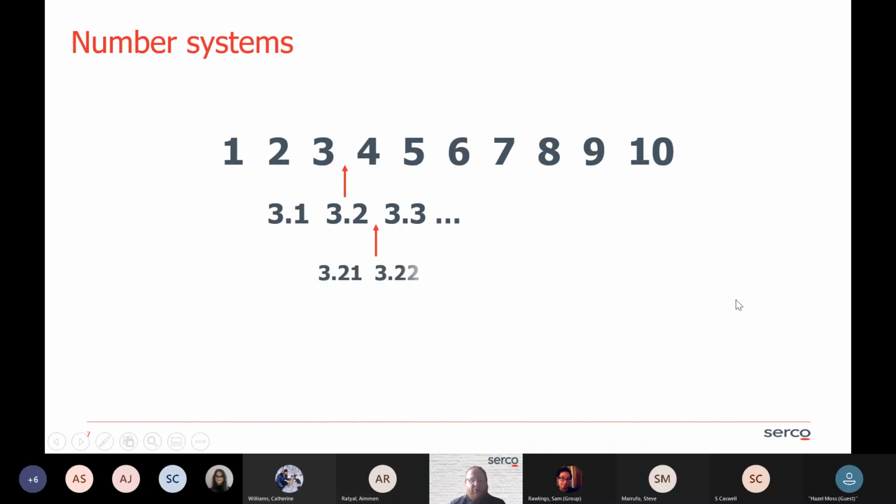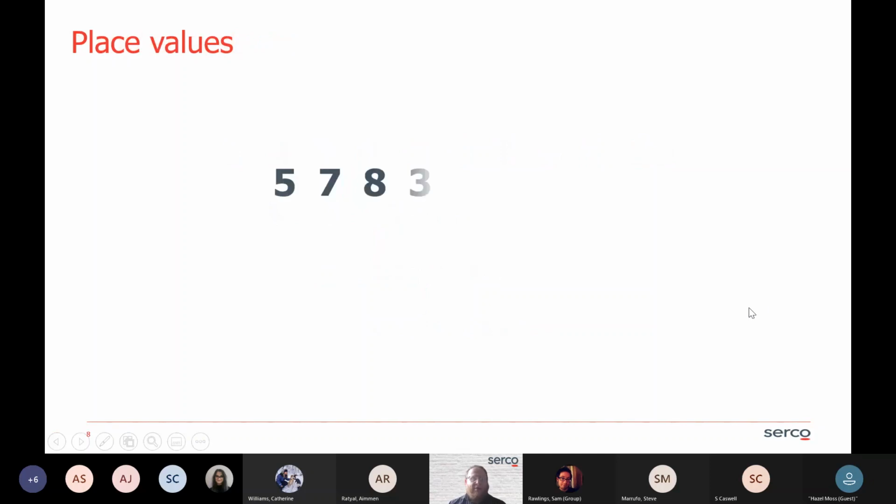But actually, between 3.2 and 3.3, we could add another decimal point: 3.21, 3.22, 3.23, and again we can go again, 3.221, 3.222, 3.223, and so on. Don't worry, I won't go on for an hour. We keep splitting those down. Between each number there are 10 points, but we can split that down into as many decimal places as we want to. So that's why we have decimals.